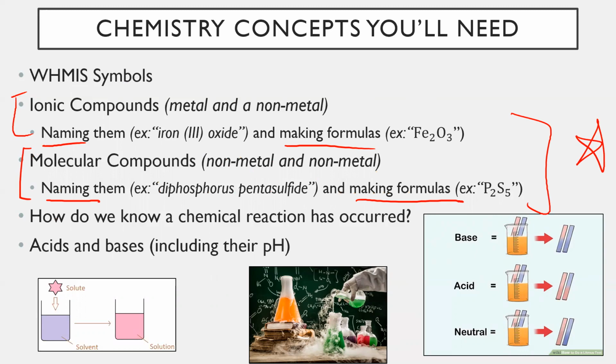So you absolutely need to make sure you've got that mastered. Another thing you should really have a good understanding of that we'll talk about today is how do we know a chemical reaction has actually occurred. And then the last thing we'll talk about are acids and bases, which includes their pH, of course, as well as litmus paper and stuff like that, as you can see in this picture.